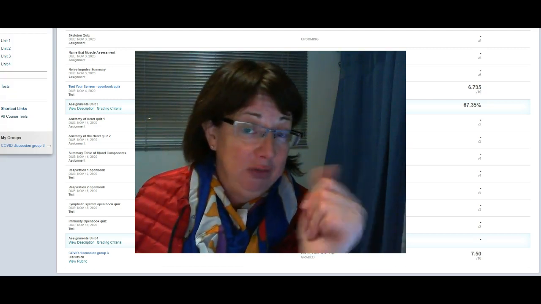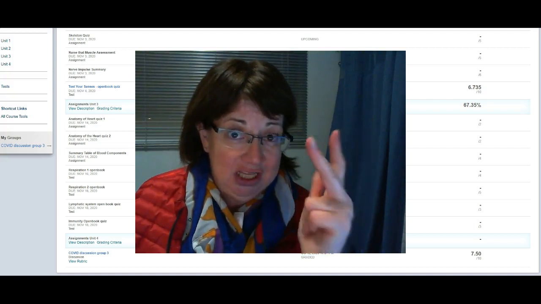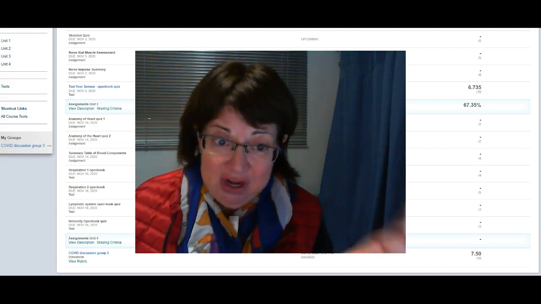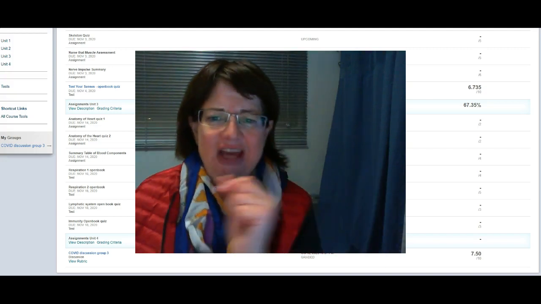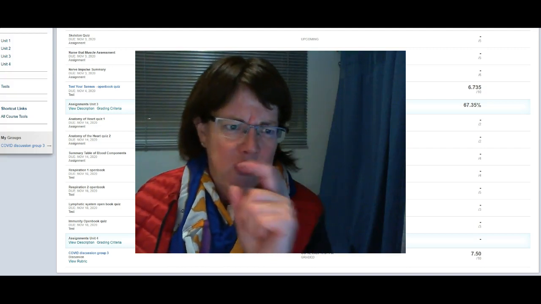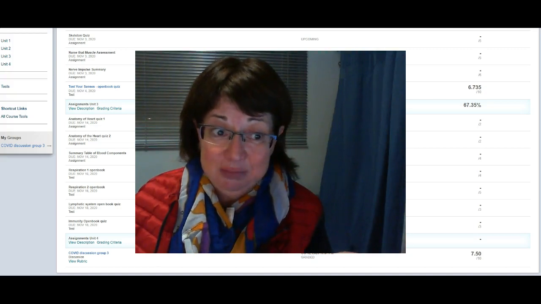And that one's longer because you're looking at the heart, you're looking at blood vessels, and you are looking at the components of the blood. And then we're going to look at respiratory. That's a little shorter. And the lymphatic, which is a little shorter, but very tricky in terms of all the words.